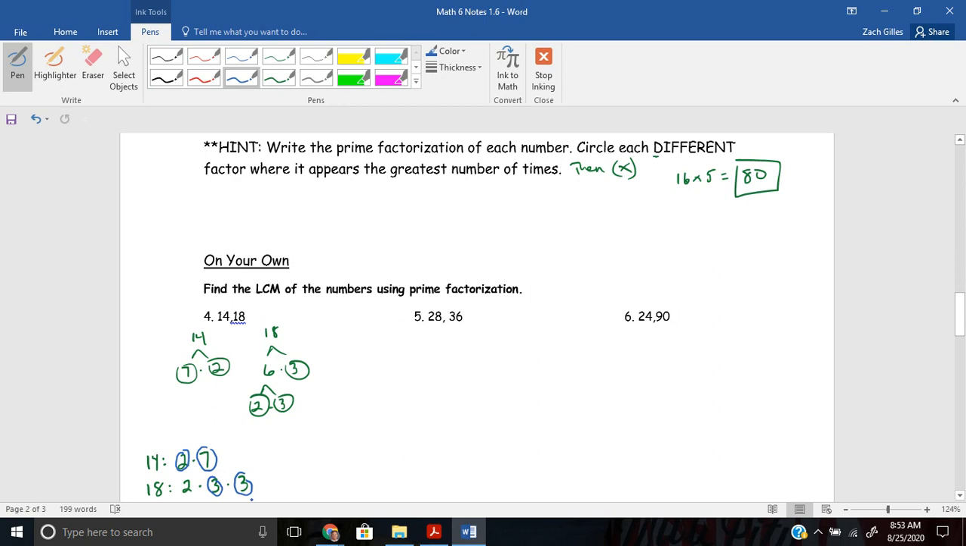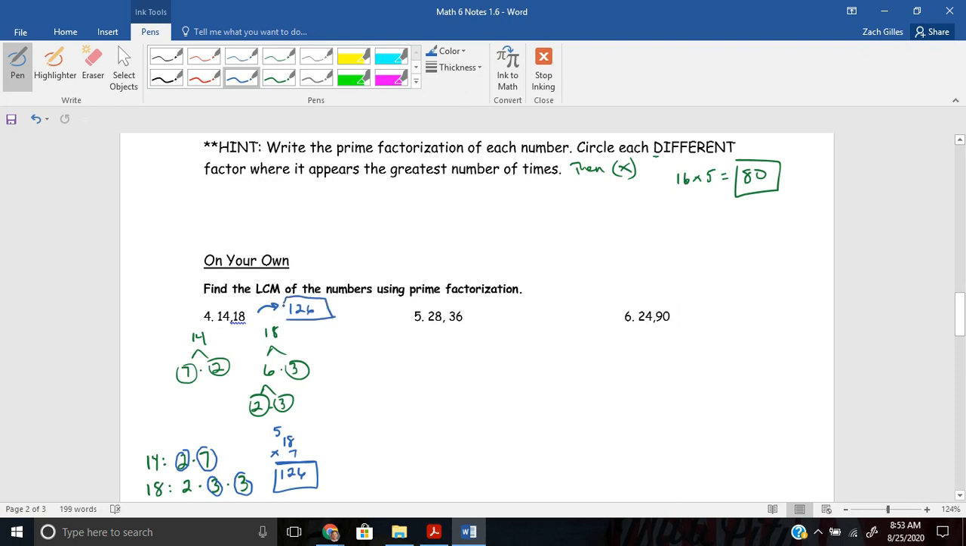So let's do a little bit of math here. 2 times 3 is 6. 6 times 3 is 18. And then 18 times 7, let me just write that down quick. 56, carry my 5. 7 plus 5 is 12. So the least common multiple of 14 and 18 is 126.